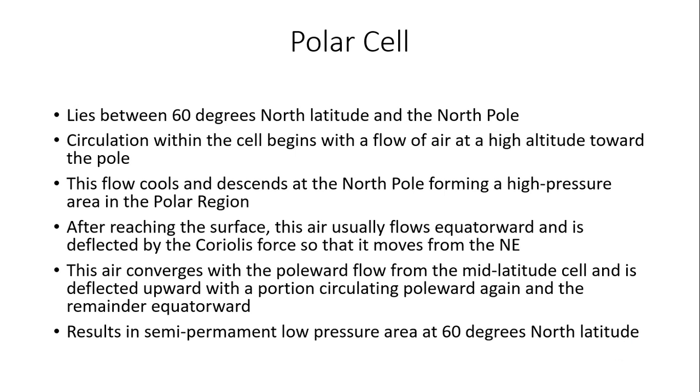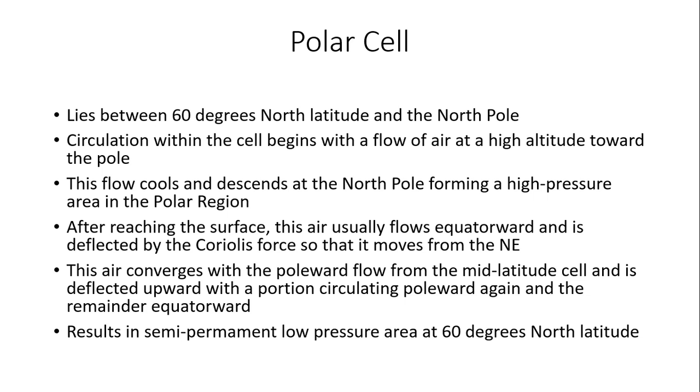And then finally, the polar cell. This lies between 60 degrees north latitude and the North Pole. The circulation within this cell begins with the flow of air at a high altitude toward the pole. This flow then cools and descends at the North Pole, forming a high pressure area in the polar region at about 90 degrees north. And after reaching the surface, this air usually flows equatorward or southward and is deflected by the Coriolis force, so that it moves from the northeast. So this is what causes those polar easterlies.